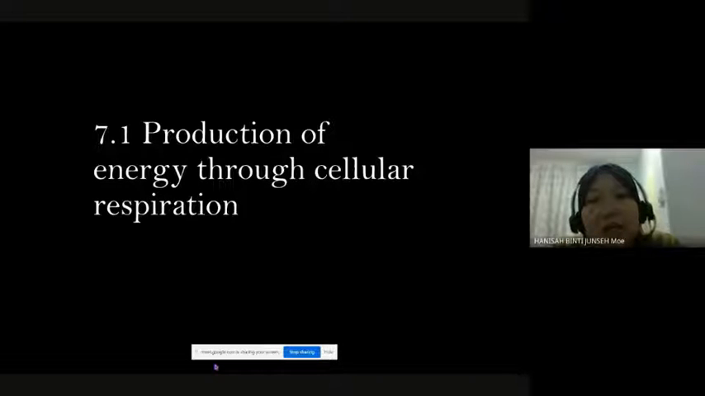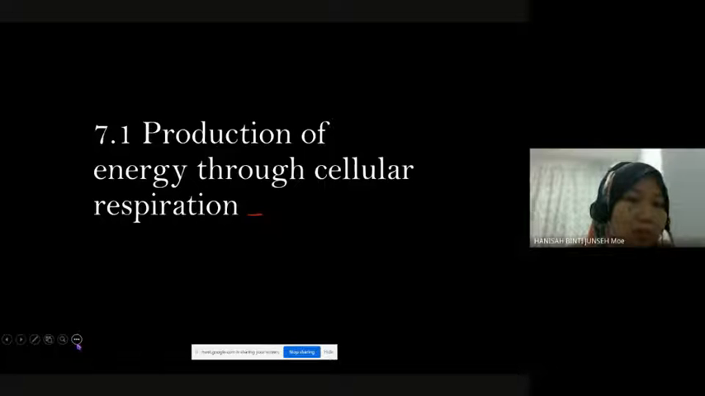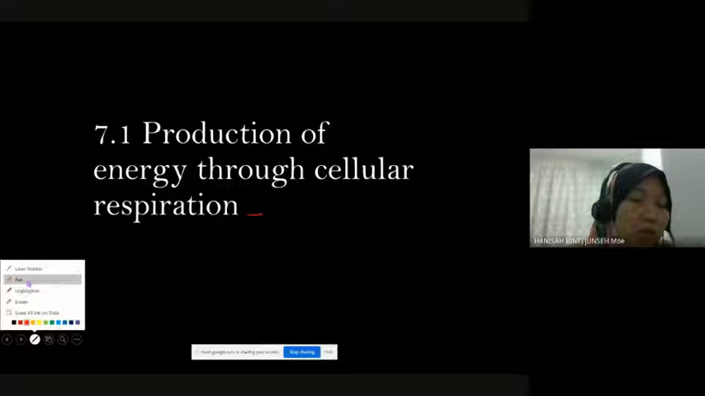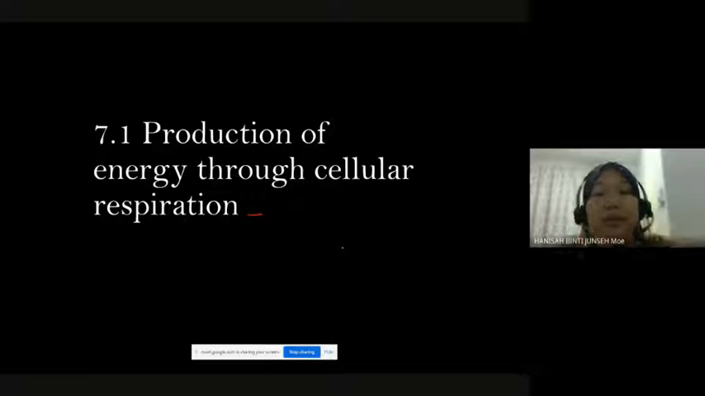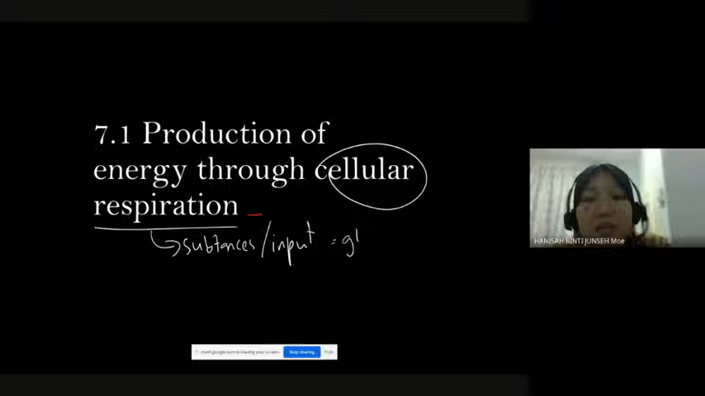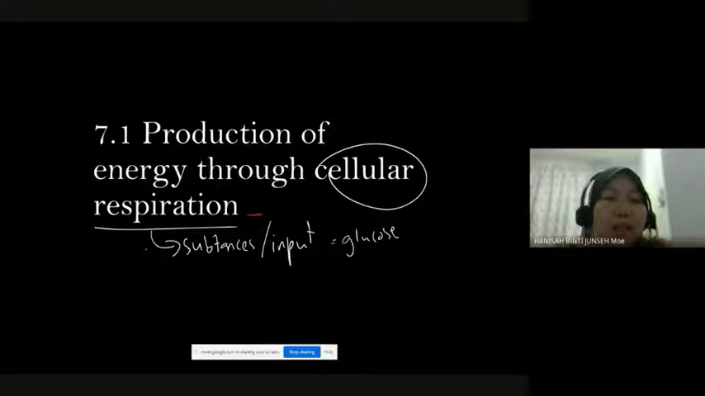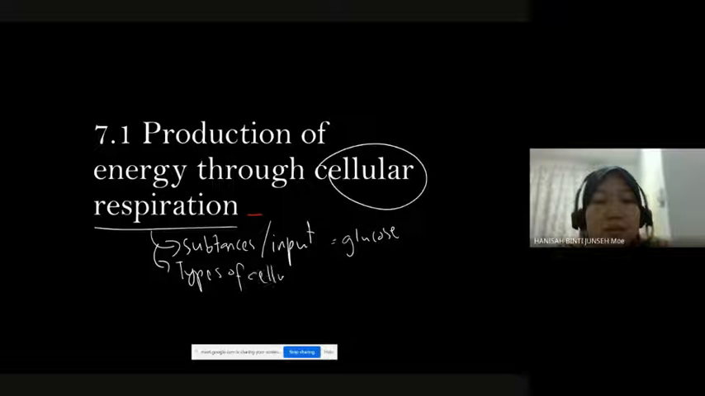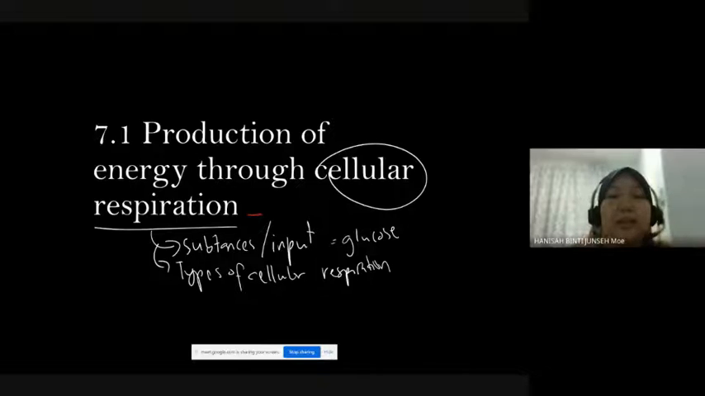Okay, sorry. Before that, what we're going to learn in this subtopic about the production of energy, you need to know the main substance for cellular respiration. Cellular respiration is actually a process. In order to do this process, we need a substance or input. So the substance for this process is glucose. That we're going to look at later on. And then you need to know what type of cellular respiration. That we're going to discuss also later on in the next slide. Okay, that's all for 7.1.